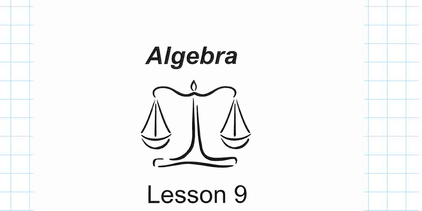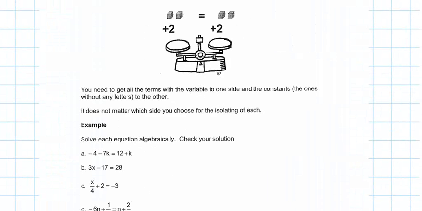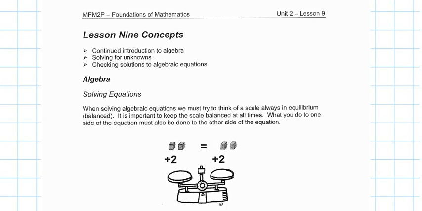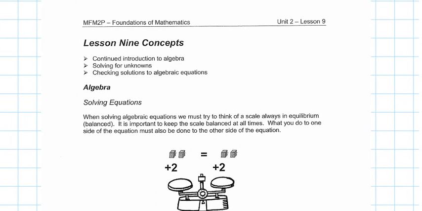So let's see what our goal is for this lesson. For this lesson, we are going to solve for unknowns, and then we're going to be checking the solution to an algebraic equation. Okay? So this is the goal of this lesson. So just to start, what's an equation?